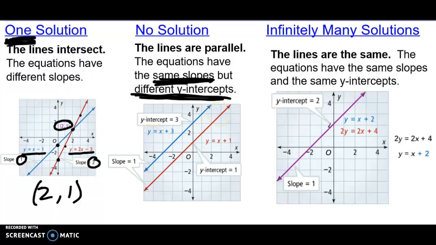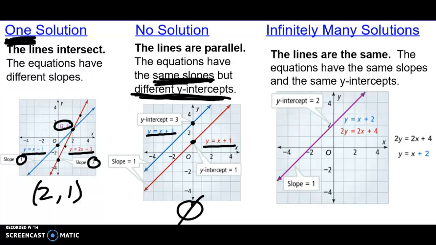So as I look at the equations, I might see something like y equals x plus 3 and y equals x plus 1. Both of these lines have a slope of 1, but my blue line has a y-intercept of positive 3, and my red line has a y-intercept of positive 1. So because they have the same slopes, they both have a slope of 1, but different y-intercepts, I know that they're going to be parallel. So this is no solution. There is no point where those lines cross.